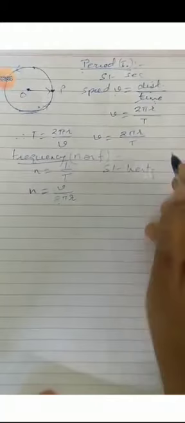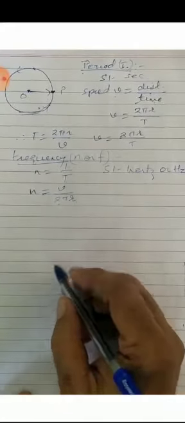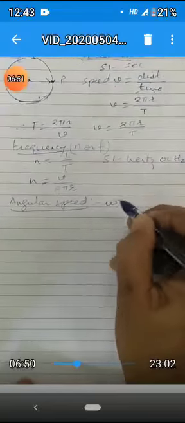SI unit of this frequency is Hertz, and it is denoted by the symbol Hz. Hertz is the SI unit of frequency. Next one is angular speed. We have seen yesterday angular velocity, and it is denoted by omega.